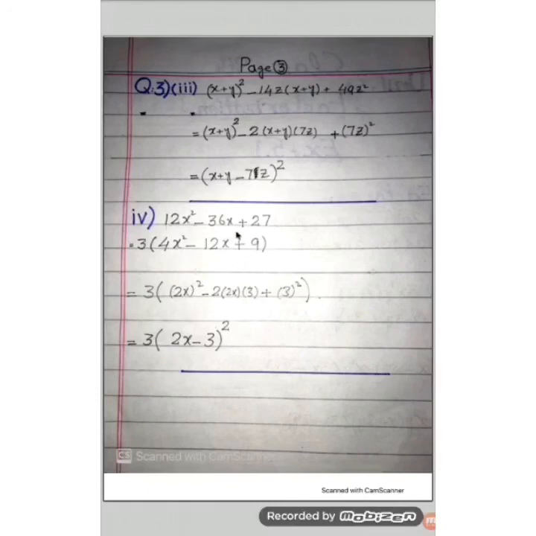12x square minus 36x plus 27. This is very simple, but a little different from the other questions. We see that 12x square is not a complete square of any number. Also 27 is not a complete square of any number. If we look, we can take a common factor from these 3 terms. That number is 3. If we take 3 common from these 3 terms, we get 4x square minus 12x plus 9.